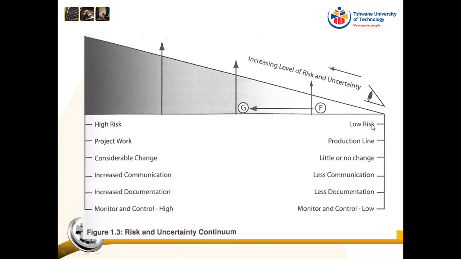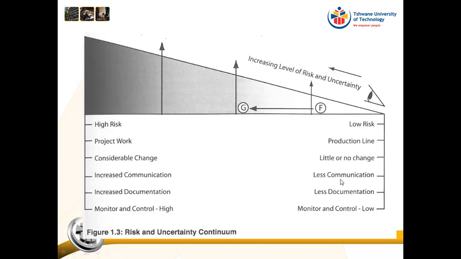Whereas on the production side, it's low risk because we now have a process that works. We have a factory that is making the forks. It is on a production line. There is little or no change because each product that comes out is the same as the previous product. So I don't have to change as I go along because I'm doing exactly the same thing. You need less communication because everybody already knows what they have to do.